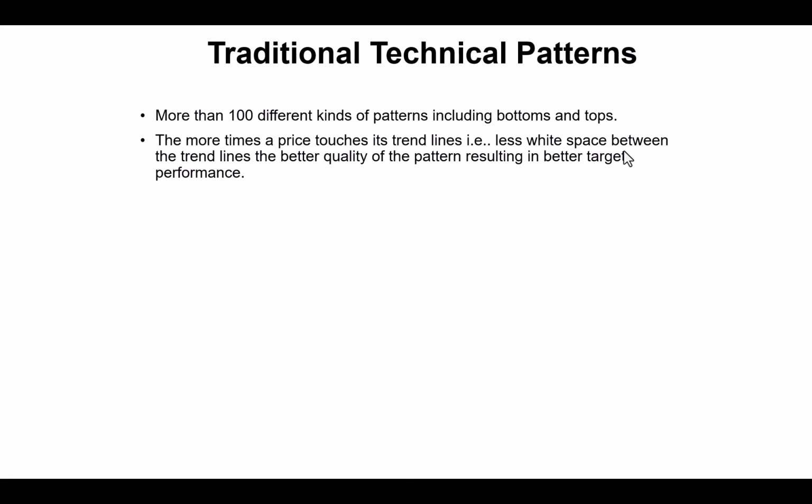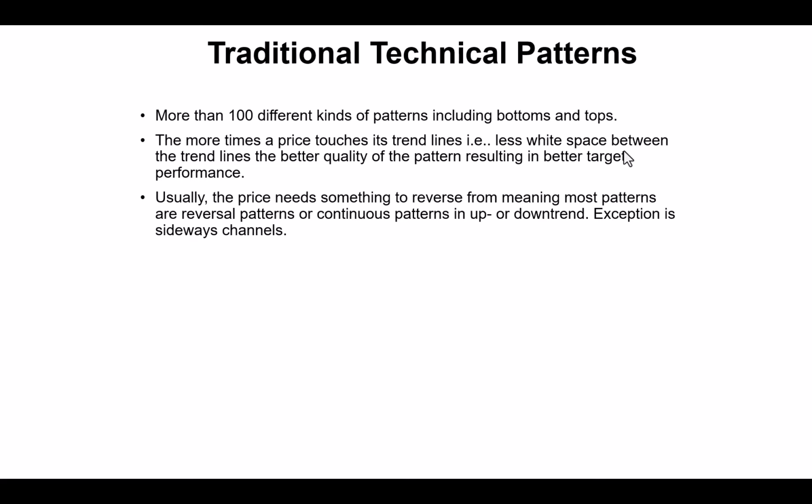What we can also say is that the more times a price touches each trend line, so all patterns consist of trend lines, at least two trend lines, usually two, sometimes just one where it's a support or resistance line, the better the quality. Meaning less white space if you have a white background on your charts. If you have a black background, then the less black background between the lines, the better the quality of the pattern, and usually resulting in better target performance or breakout performance, but it's not a guarantee.